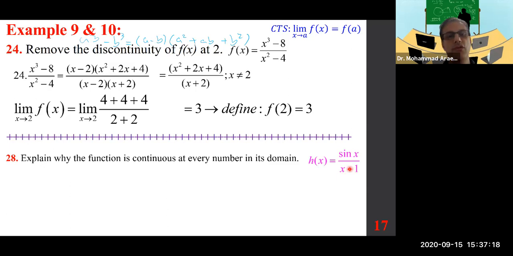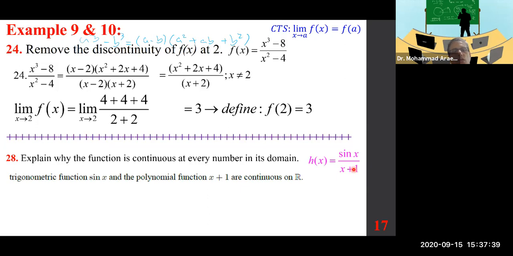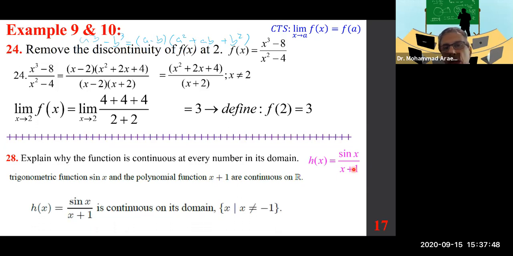And that's it. If you're explaining something is continuous, pretty much all you have to do is come up with the domain. Sine has a domain of all real numbers, and a rational function like 1 over x plus 1 has a domain of all real numbers except negative 1. So the trigonometric function sine x and the polynomial functions are continuous on R, that means all real numbers. When you have sine over x plus 1, it's continuous in its entire domain. The domain is all real numbers except what makes the denominator 0. That's why we are excluding that.